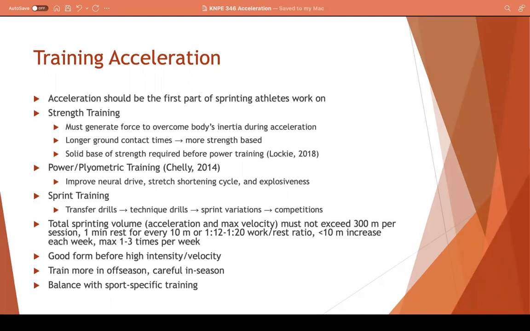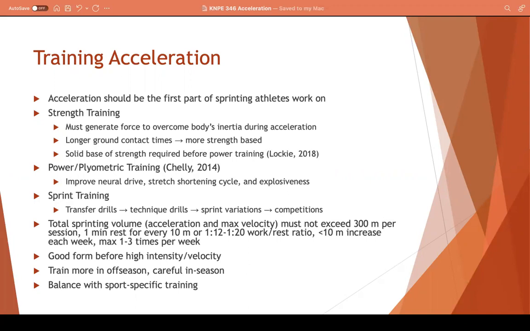Therefore, it is important for athletes to have a solid base of strength to generate this force and overcome the body's inertia to accelerate. In addition to the strength component, power or plyometric training is important to developing neural drive, elasticity in the tendons and muscles, and the stretch shortening cycle, and consequently explosiveness. We are looking to generate high forces in short times, creating a need for explosiveness in athletes.